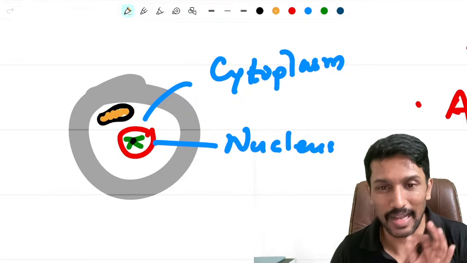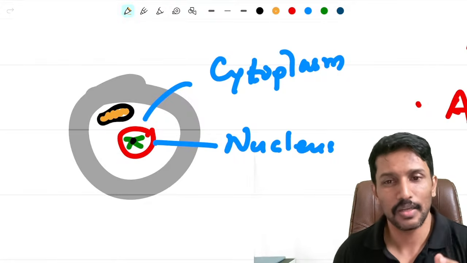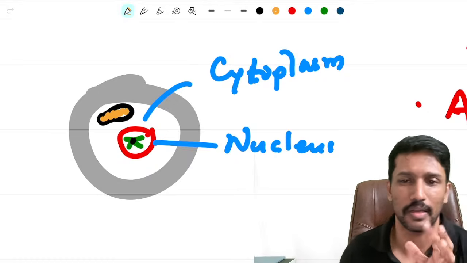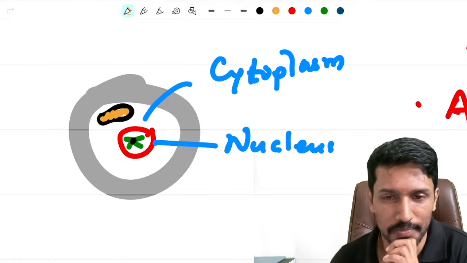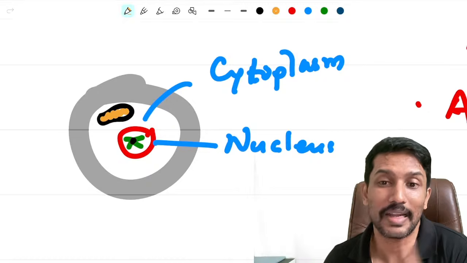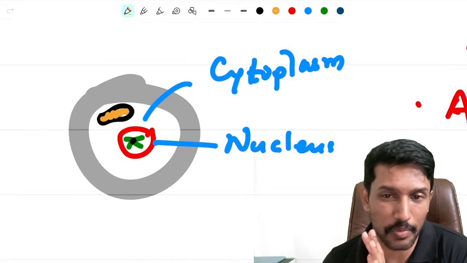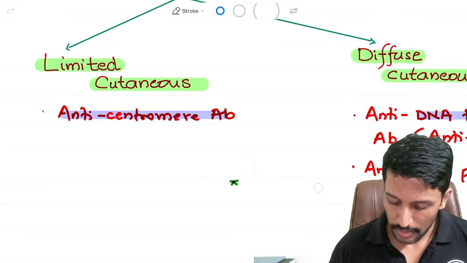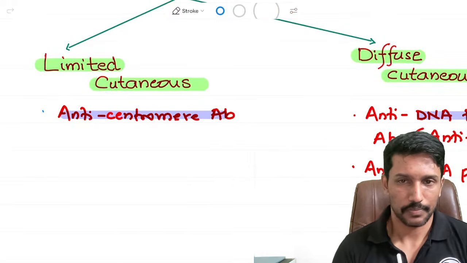So that way you can remember anti-DNA topoisomerase is for diffuse cutaneous. Or in more simple words, you can remember it as D for D. Diffuse cutaneous, you have DNA topoisomerase. Limited cutaneous, you have anti-centromere, with very limited presence of centromeres. So that makes it easy for you to remember and you can replicate it in the answer sheet.